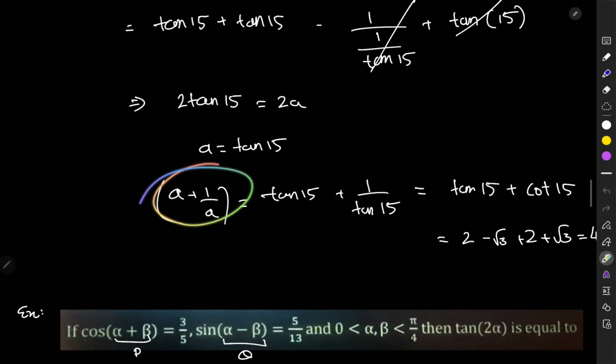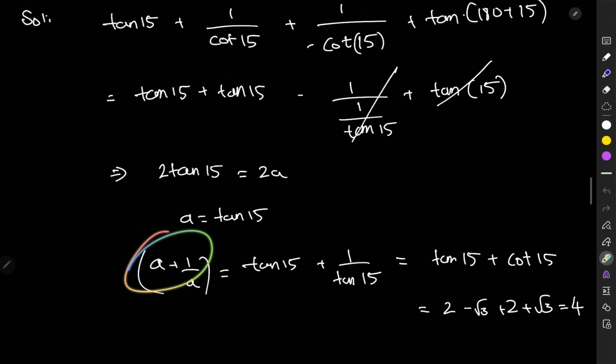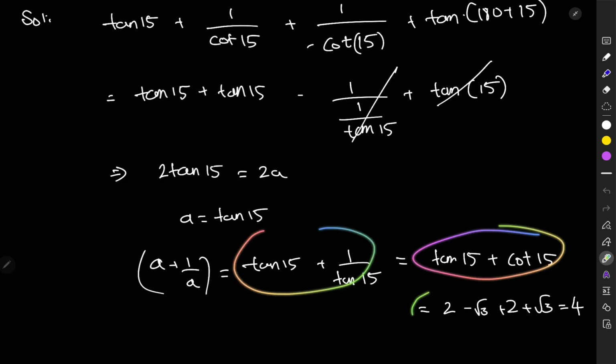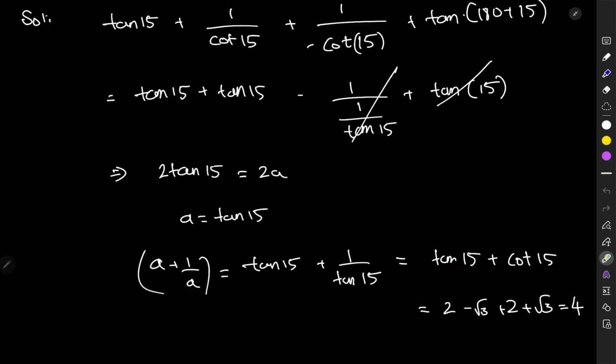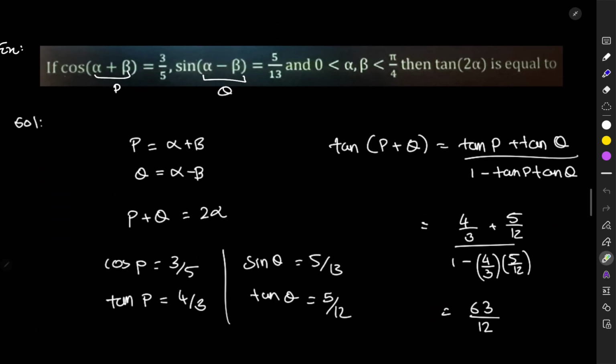So we need to simplify this equation first. After simplification we get this. We know these values, tan 15 and cot 15. If you don't know, just apply the formula and get that. So you'll get the answer as 4. Let's go for the next question.